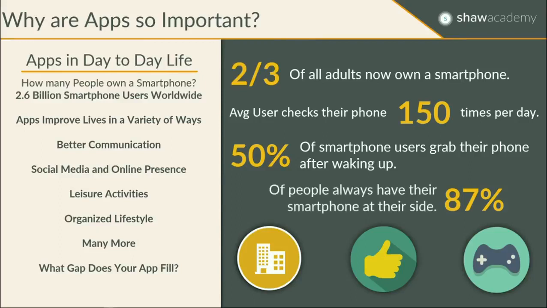And it can be pretty easy when you think about it, because 87% of people always have their smartphone at their side, which means that it is possible for them to check your app and use your app very, very easily, rather than having to log on online on a PC, on a desktop, whatever it may be. It is all about making your app as accessible as possible.